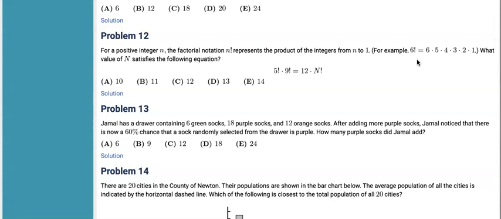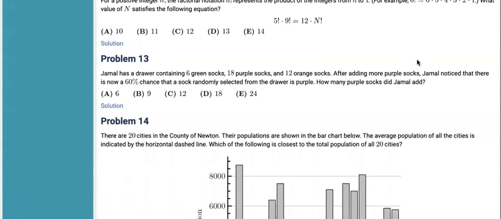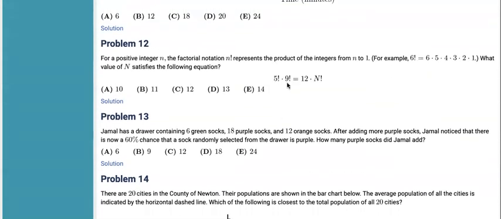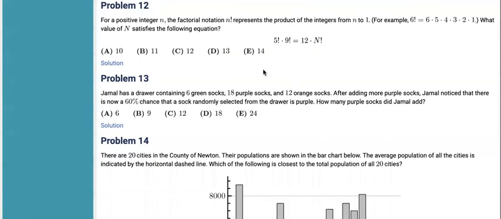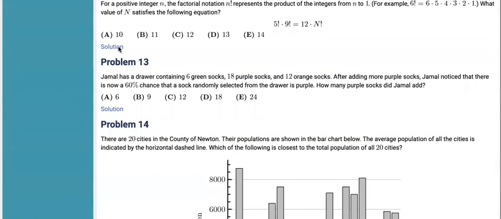Okay, 120 times 9 factorial equals 12 times n factorial. That's just 10 times 9 factorial, so n is just 10. And the reason for that is 5 factorial is 120, so don't compute 9 factorial. That's just a pain and it's going to waste a bunch of time. If we divide 12 on both sides, it becomes 10 times 9 factorial equals n factorial. 10 times 9 factorial is just 10 times 9 times 8 times 7 times, etc., which is just 10 factorial. So n factorial equals 10 factorial, so n equals 10. Okay, the answer is A.